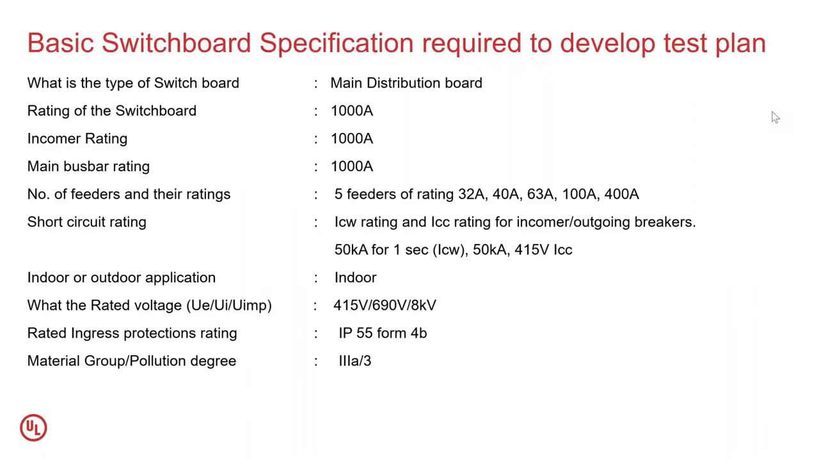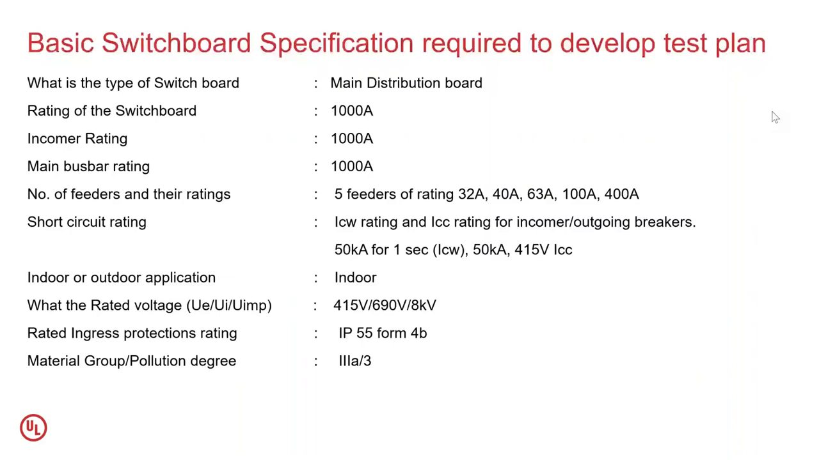Now, whenever you ask me, can you explain your family? We say, my father's name is this, my mother's name is this, my kid's name is this, I am in this house, and the house address is this. Same way, my dear guys, for the switchboard, at least the minimum requirements you have to get from the manufacturer or the designer, so we can prepare a test plan. This is the basic requirement. We don't need much from the designer or manufacturer to prepare a test plan.